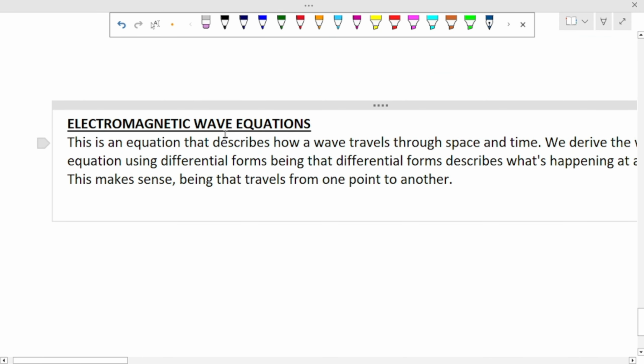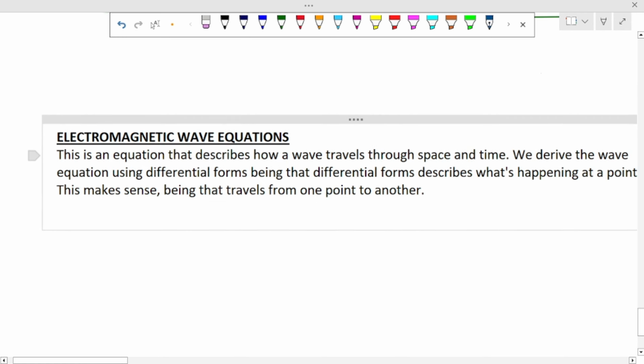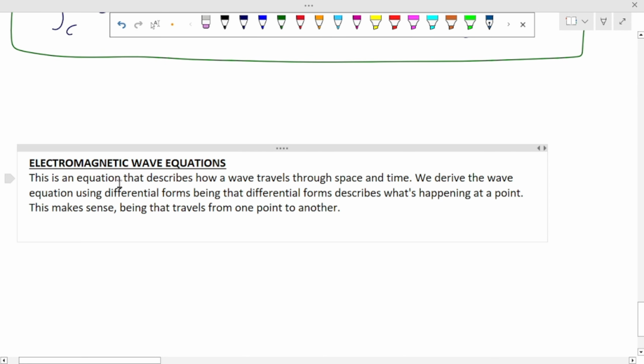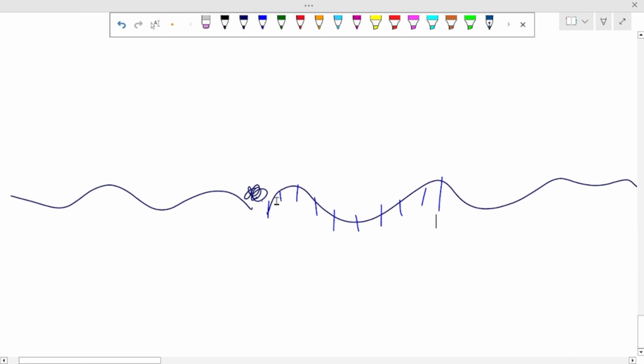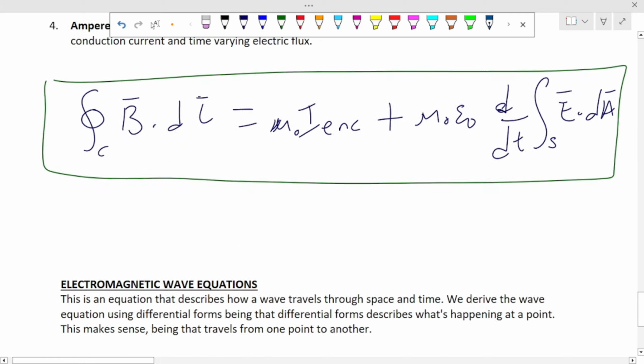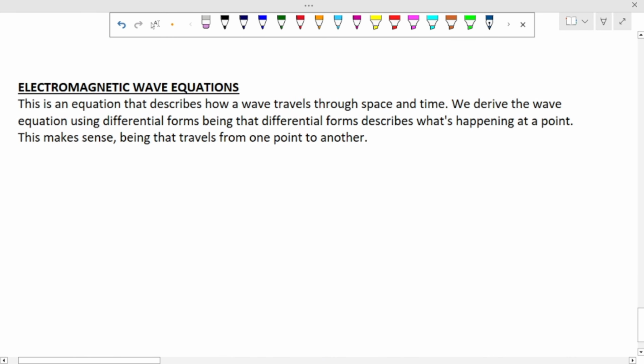So when we say electromagnetic wave equations, they are just equations like this. It is an equation that describes how wave travels through space and time. Of course, this wave goes through space and it takes time.